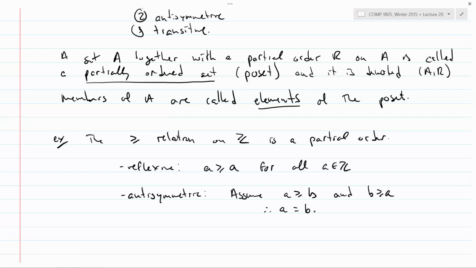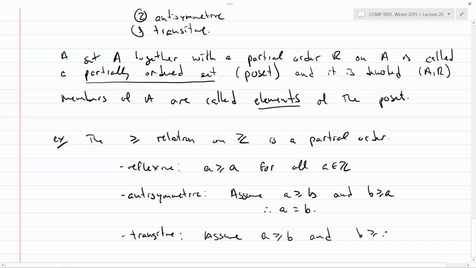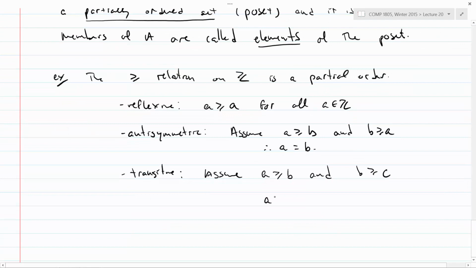And then the last condition I have to check is transitive. Again, it's an implication. So you assume that a is bigger than or equal to b, and b is bigger than or equal to c, and what I'd like to do is prove that a is bigger than or equal to c. Is this going to be true? Yeah, because you can just sub in to get a is greater than or equal to c. You just sub in c for b, and everything's fine. All right, so this is a partial order.